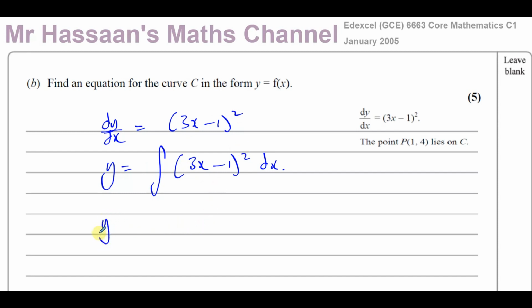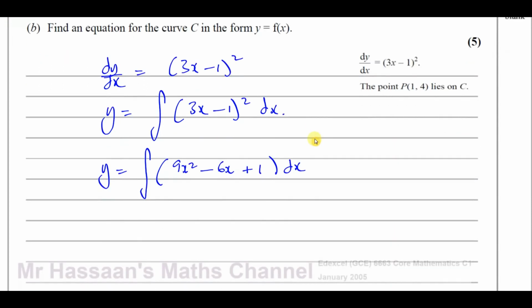Now, in order to integrate this, we have to prepare it for integration. In P1, and in P3, we'll learn some other ways of dealing with integration as well, but in this case we're going to deal with it by expanding this bracket. So when you expand the bracket, you square the first term, 9x squared. You multiply these together and double it, so that's -6x. And you square the last term, and that gives you +1. That's expanded. Now we have separate terms which we can integrate.